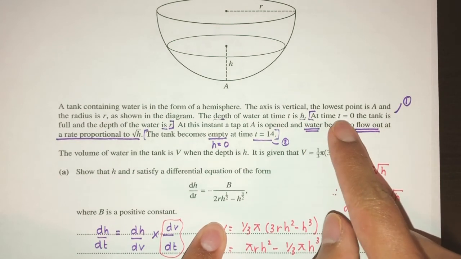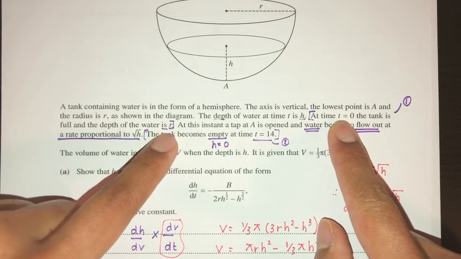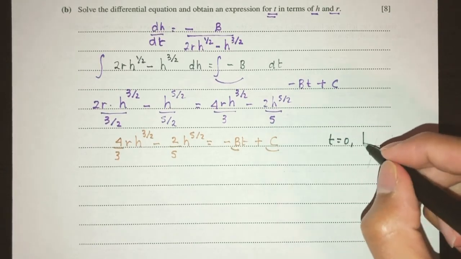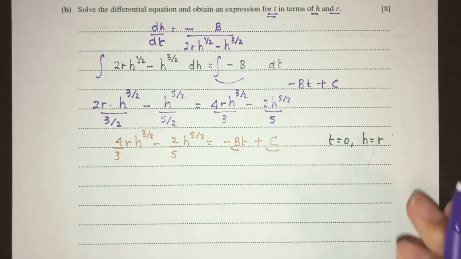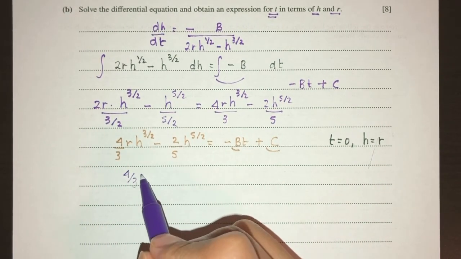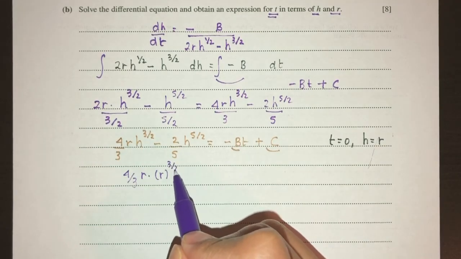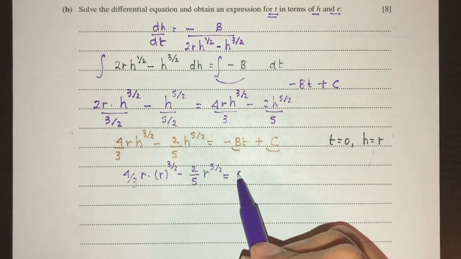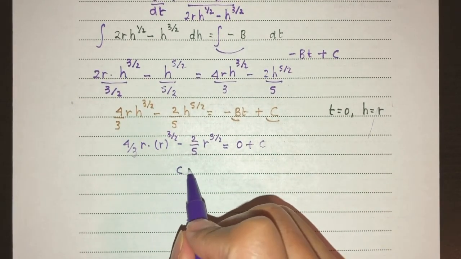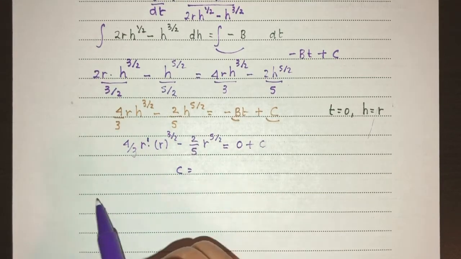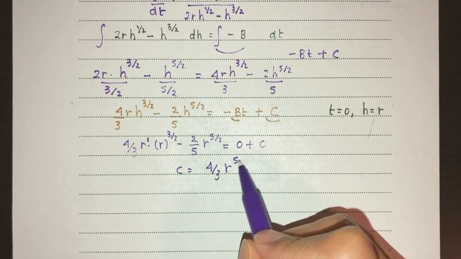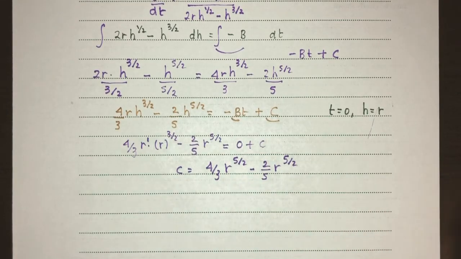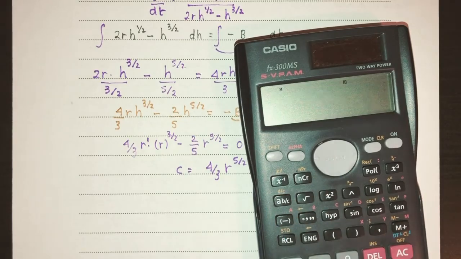So at time t equal to 0, the value of depth is h is equal to r. So let's write this down. At t equal to 0, h is equal to r. So let's replace that back in our equation. Here we have 4 over 3 r times r 3 over 2 minus 2 over 5 times r 5 over 2 equal to b times 0, that becomes 0, plus c. So finally c is equal to what? Let's simplify. This is 1, so 4 over 3 r 5 over 2 minus 2 over 5 r 5 over 2. So we can just subtract these two. Let's see what happens. 4 over 3 minus 2 over 5, that will become 14 over 15.